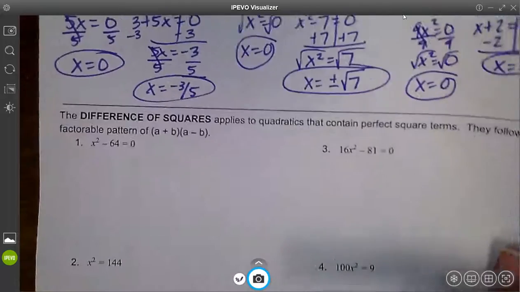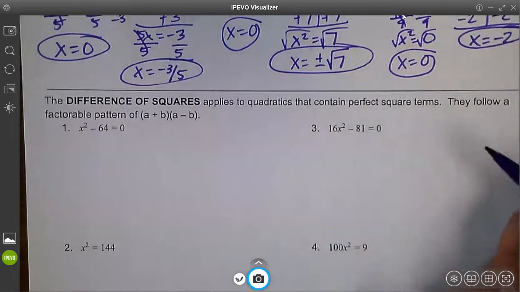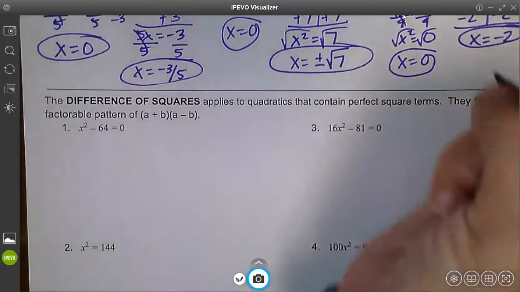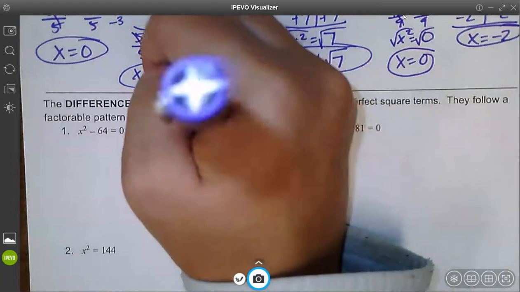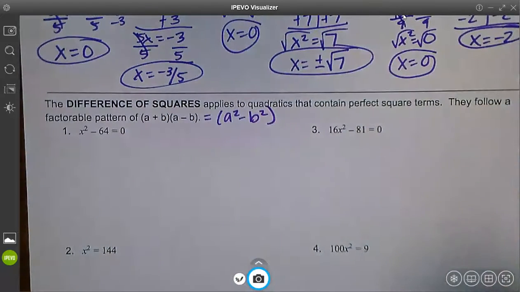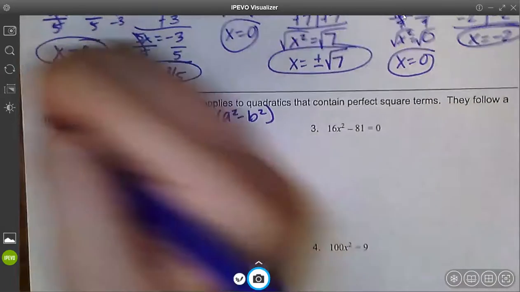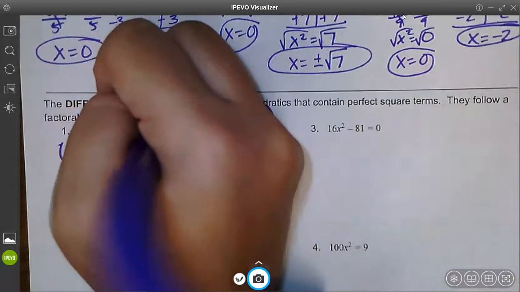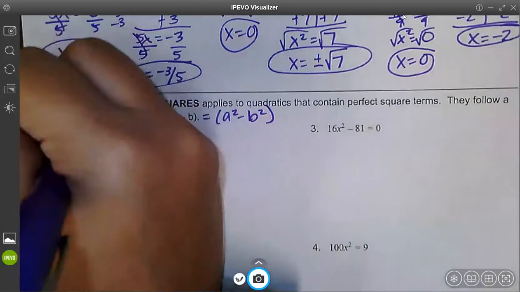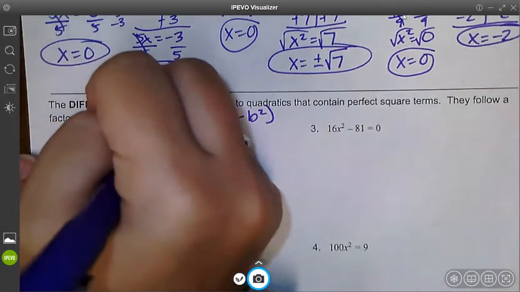Difference of squares. This applies to quadratics that contain perfect square terms. They follow a factorable pattern of a plus b and a minus b. This is when you have a squared minus b squared, so you subtract them. So here, to factor this one, I take the square root of both. So I have x and 8. And in my binomials, I'll have x plus 8 in one and x minus 8 in the other.